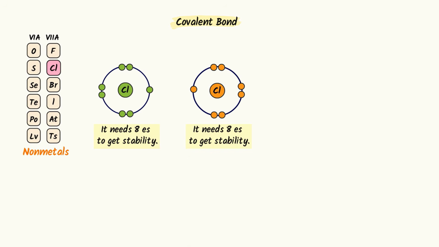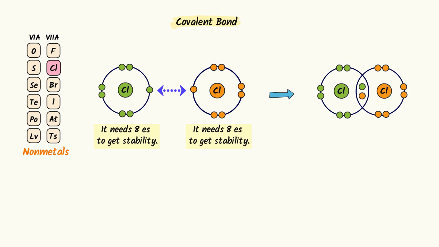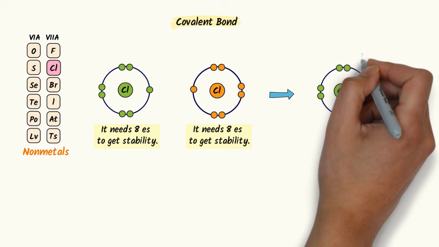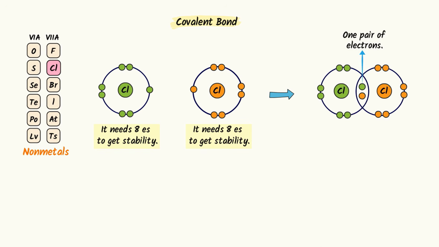We can see that this chlorine atom has 7 electrons and this chlorine atom also has 7 electrons in its outermost shell. Now something interesting happens. Both chlorine atoms join hands together and each atom shares 1 electron. We say that these 2 atoms of chlorine have shared 1 pair of electrons. Remember that this shared pair of electrons belongs to this chlorine atom and it also belongs to this chlorine atom.